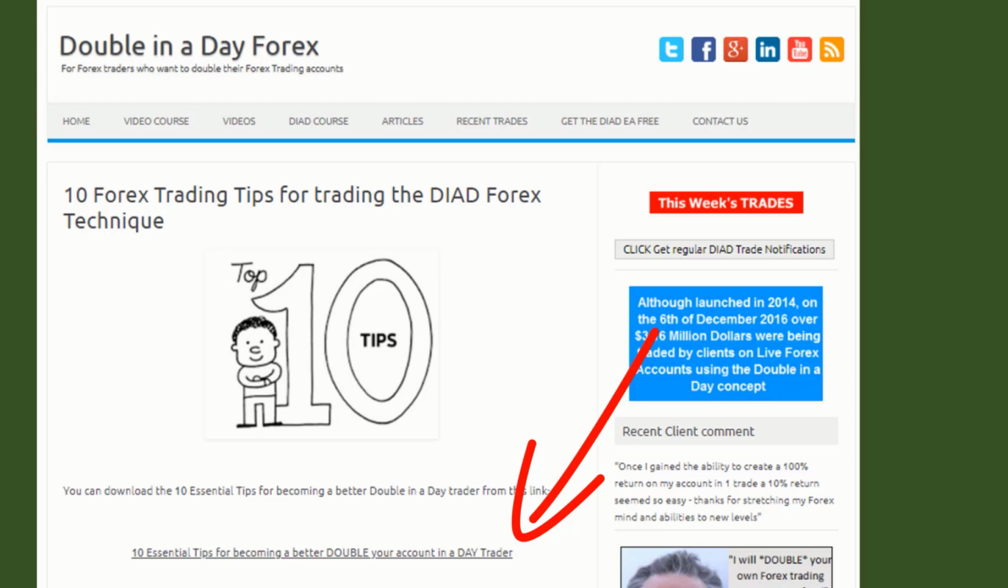And that's the point of trading in general. You only make money from the price moving from point A to point B, and you also want the price to move to point B as quickly as possible. And those are the type of trades that we use in the Double in a Day process.